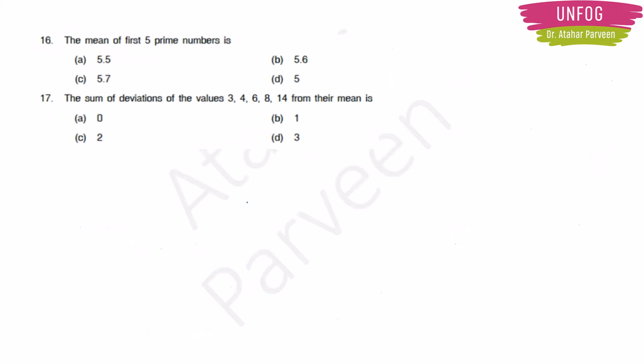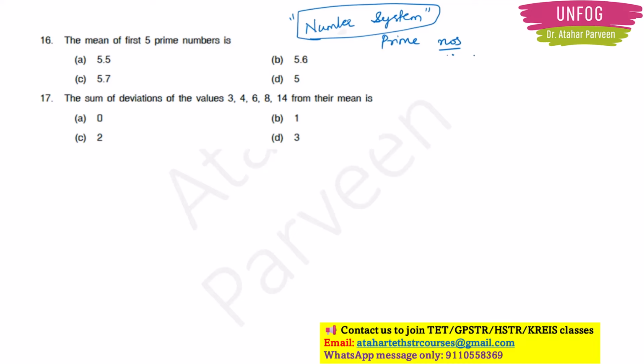Okay. Now question number 16. The mean of first 5 prime numbers is. Now what are prime numbers? Prime numbers are those numbers which don't come in any table, right? See, I have made one class on number system. I will give the link in the description. Please go and watch that lecture also. You will understand everything about numbers in that class. In that class I have explained prime numbers also. So prime numbers are those numbers which do not come in any table.